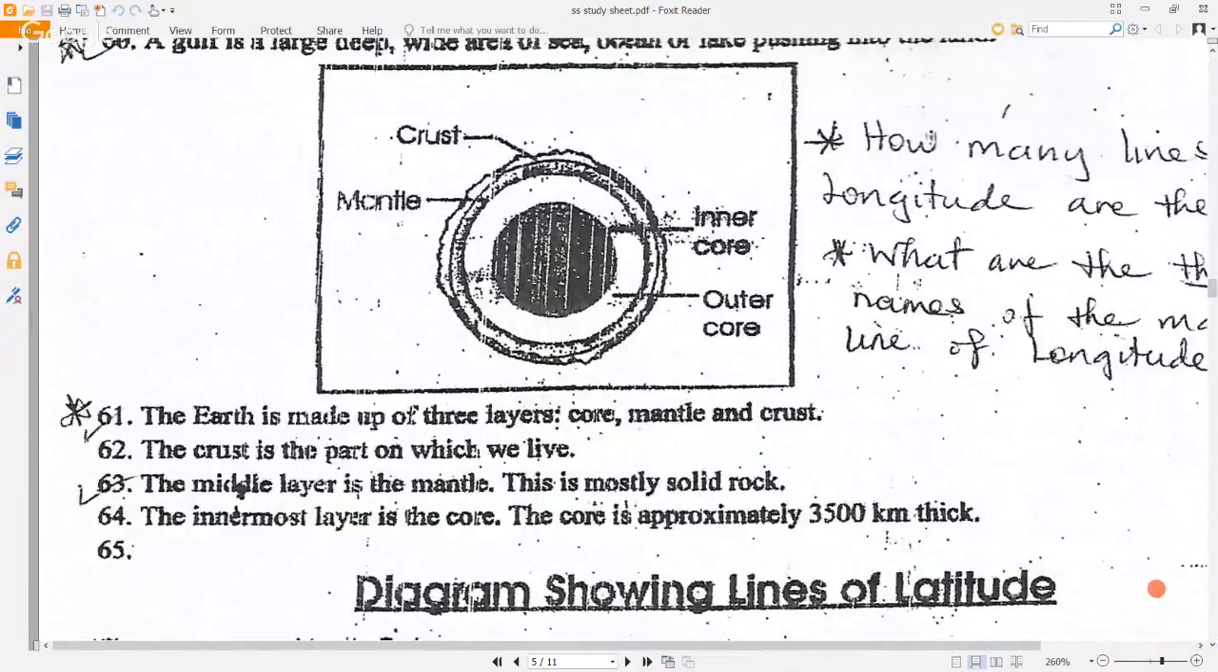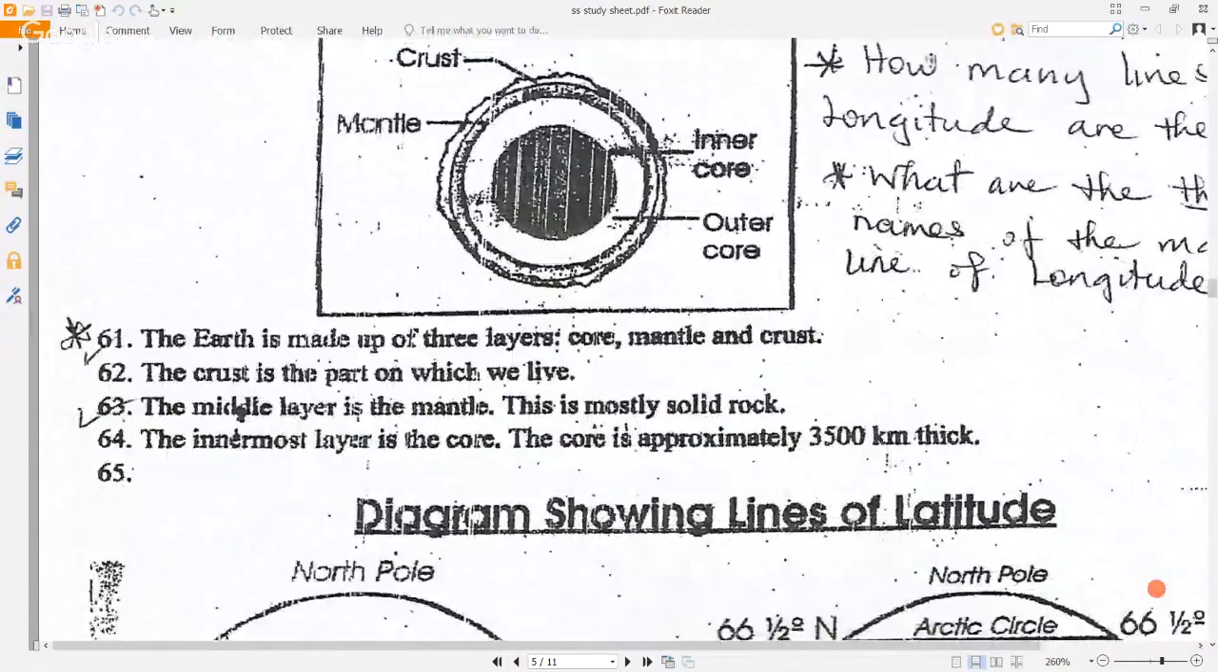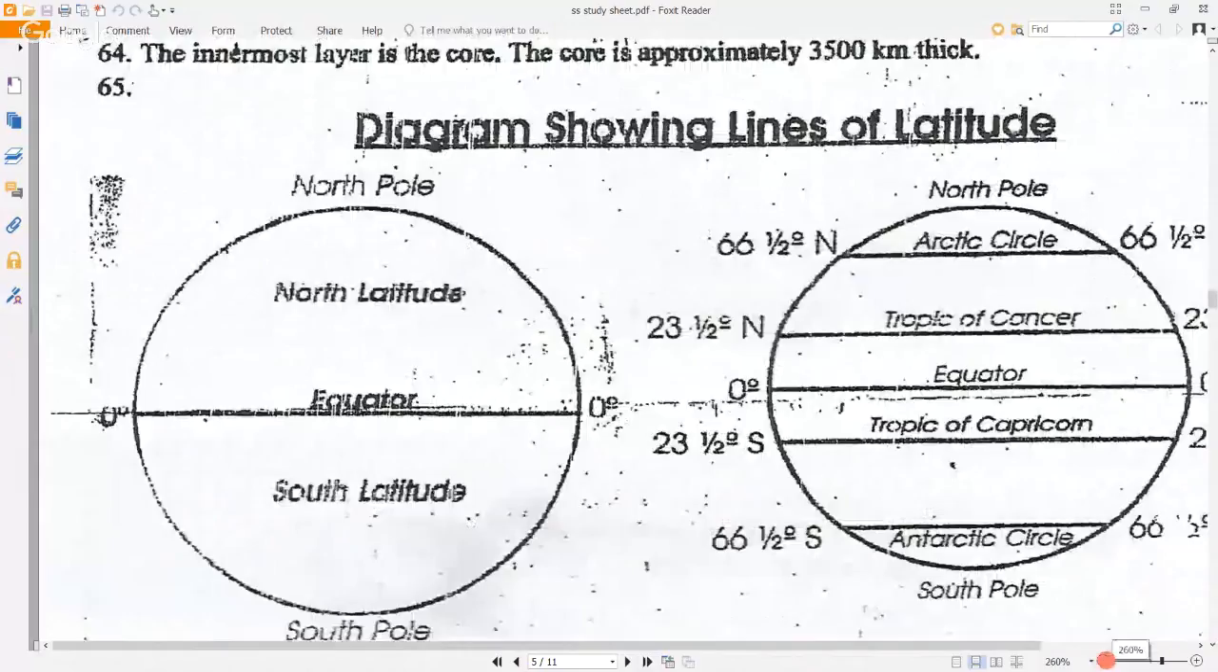We go to lines of latitude. All right, let's use it as is. So we have the equator, which divides the world into two halves. Everything up here will be called north latitude and below the equator south latitude. So we have 23.5 degrees south, the Tropic of Capricorn, 23.5 degrees north, the Tropic of Cancer, 66.5 degrees north, the Arctic Circle, 66.5 degrees south, the Antarctic Circle, 90 degrees north, we would have the North Pole, and 90 degrees south, we would have the South Pole.